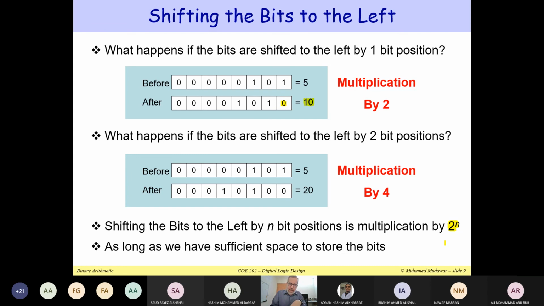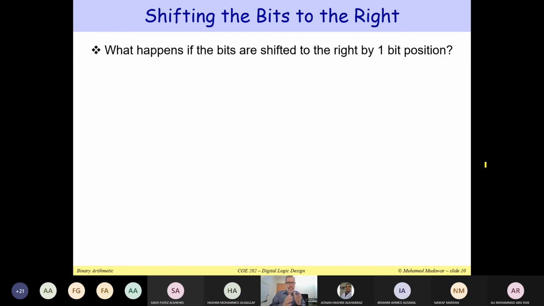Right. How about if I do it with shifting to the right? Let us shift the bits to the right. So what will happen if I shift the bits to the right by 1 bit position? Divide by 2. Exactly, division by 2. Now there is a bit which is shifted out, and this bit which is shifted out becomes the remainder.